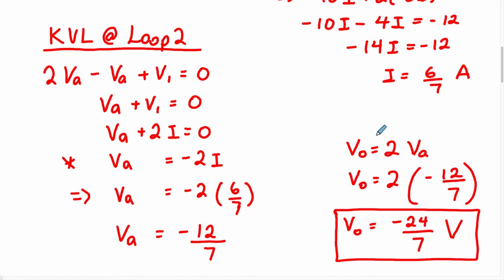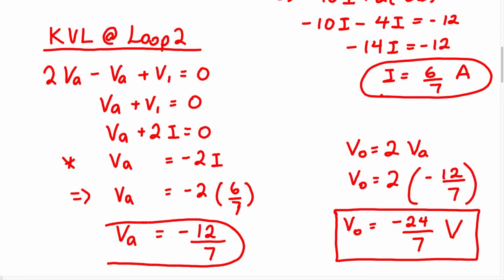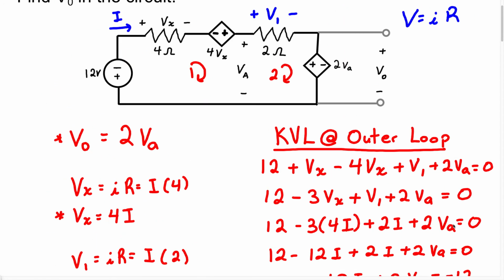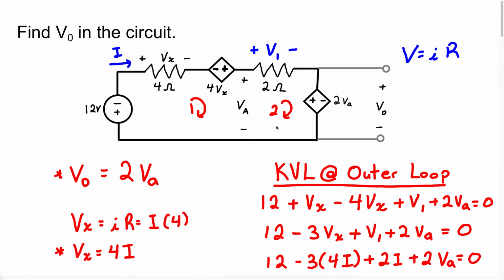So we had to use the current we drew in, and we had to solve for VA in order to find our answer, which is negative 24 over 7 volts. Now, of course, there are multiple ways to solve this problem. You might have done KVL at loop 1, KVL at loop 2, and you might have been able to solve for VO that way. I think that way might have been a little shorter.